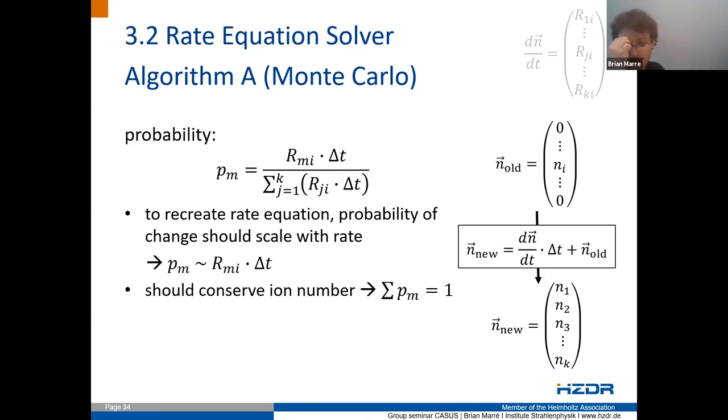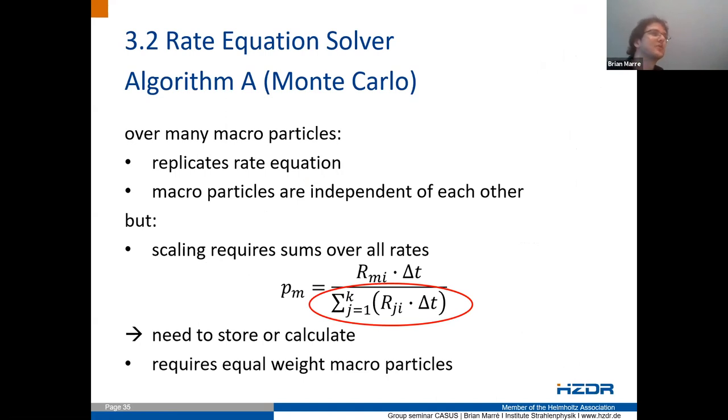Okay. So far, nothing new. Which gives you a workable approach, of course, but it also creates a problem, because this sum is not something you can easily parallelize. So you need to know the sum for every specific particle and for every specific weight, and you need to store the sum or calculate it somewhere.